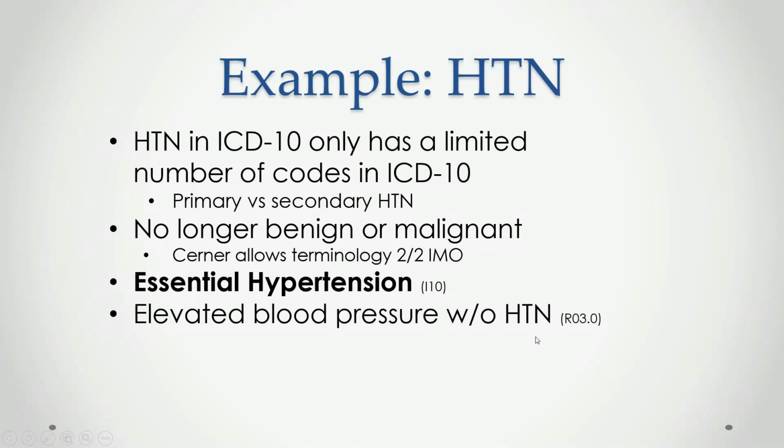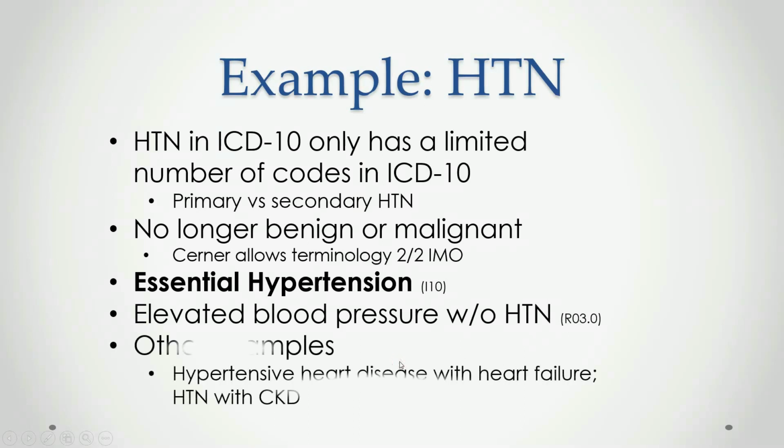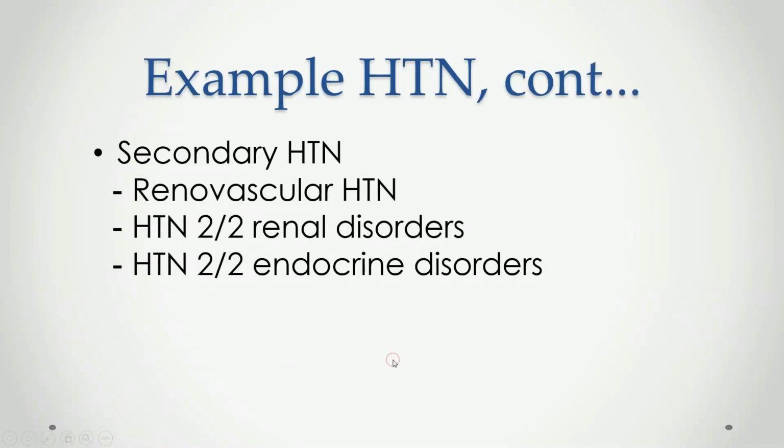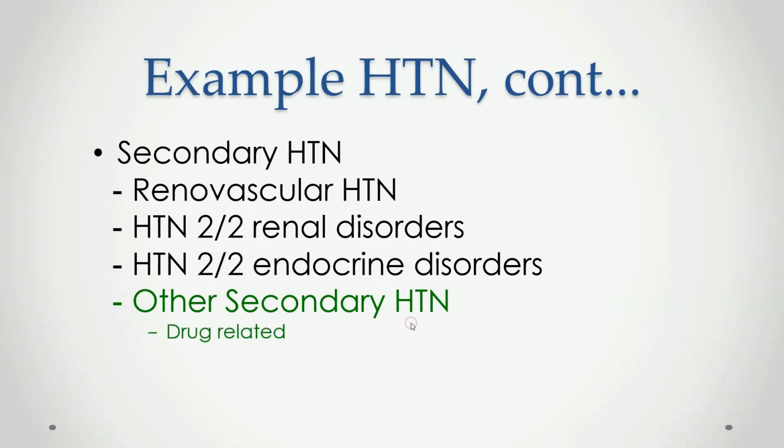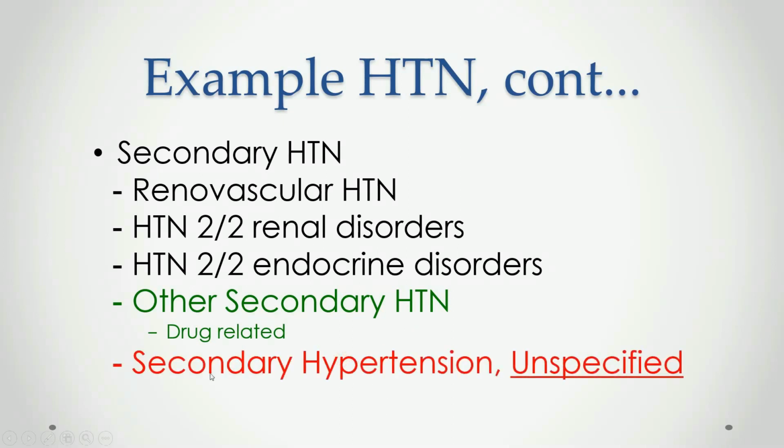Elevated blood pressure without hypertension will still be present, and there are other examples of hypertension that deal with heart disease or chronic kidney disease. Secondary hypertension, these are some examples. If you have other secondary hypertension, it's okay to use this terminology, for example, let's say it's drug-related. However, if you see secondary hypertension unspecified, once again, you don't want to use this unspecified terminology.